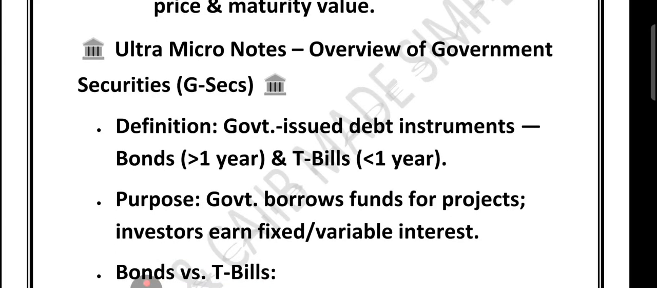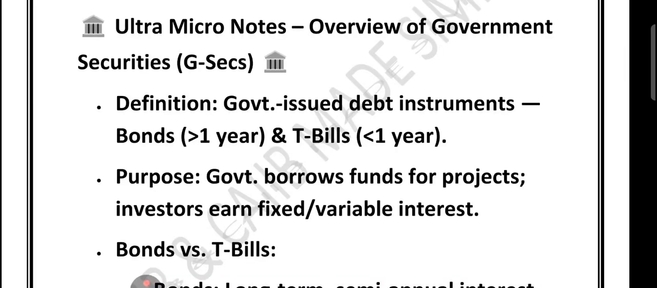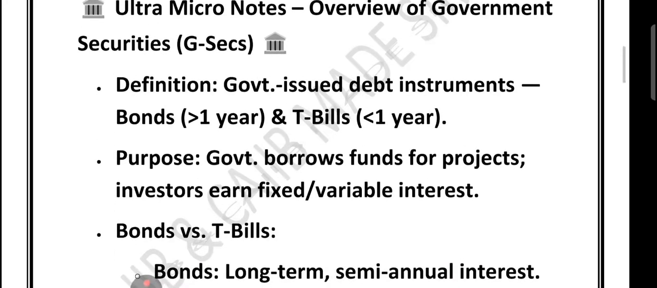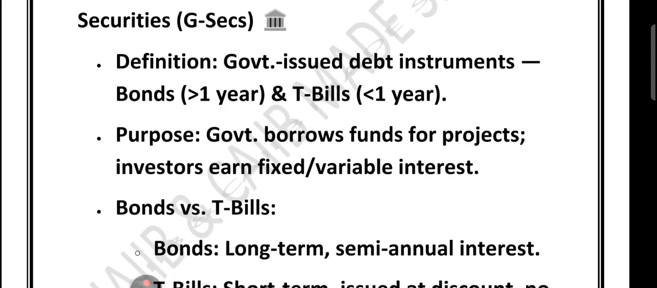Now let's talk about government securities. So GSEC, these are debt instruments issued by the government. Basically, when the government needs money for a development project, it borrows from investors through this security. Suppose the government needs money for what? For some development project. So what does the government do? It borrows from investors through these kinds of securities. These securities are called government securities. Please remember the name.